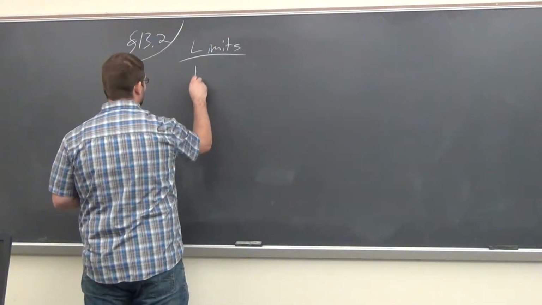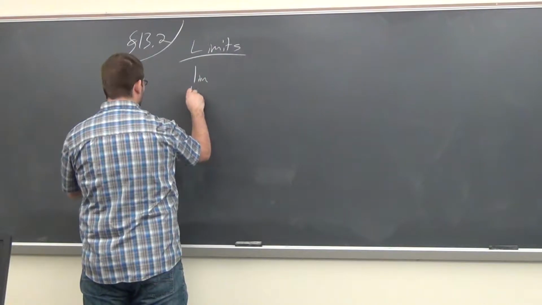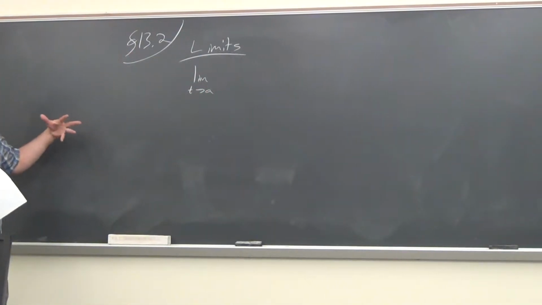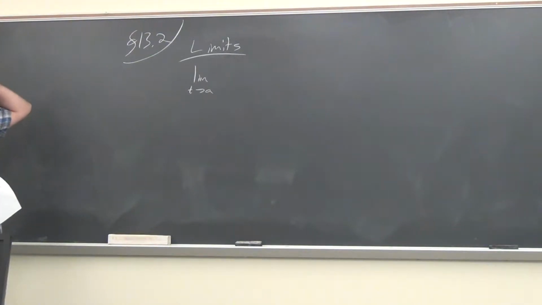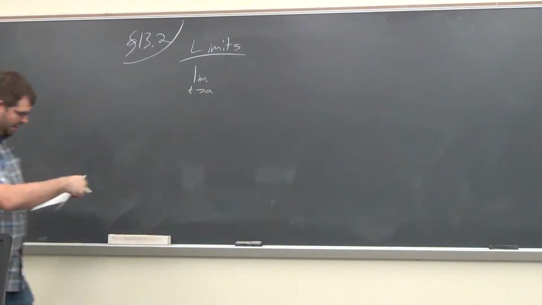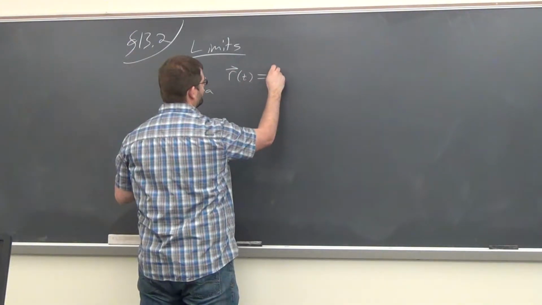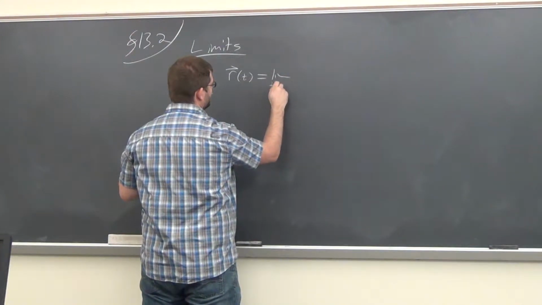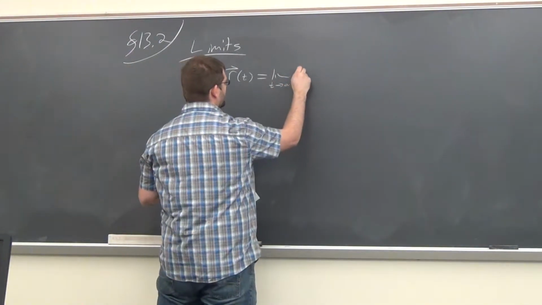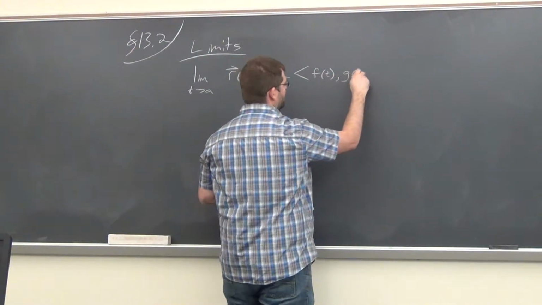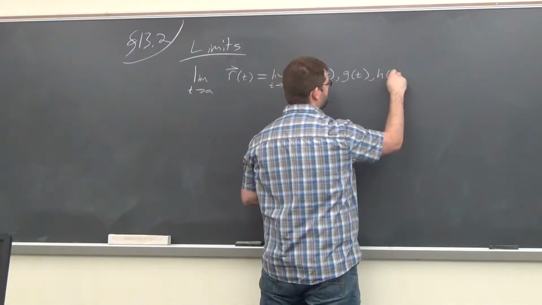Let me just say this. So without giving the formal definition, so you can spend the time writing out what it means to be a limit of a vector valued function. Maybe just write it like this: r(t) equals the limit as t goes to a. So again, I'm assuming here my vector valued function looks like this.